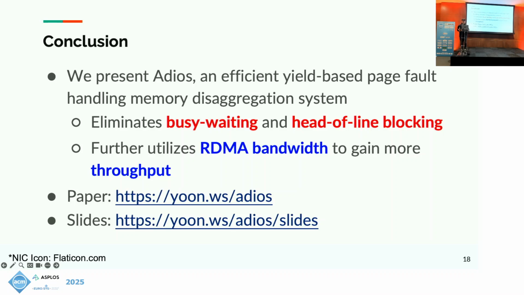Okay, in this talk, we have presented Adios, an efficient yield-based page fault handling memory disaggregation system. It eliminates busy waiting and head-of-line blocking, which in turn results in higher throughput and better tail latency. Our system has kept the tail latency low while pushing the throughput far beyond DiLOS and Hermit. When we started this work, we coined this acronym for asynchronous disaggregation operating system.